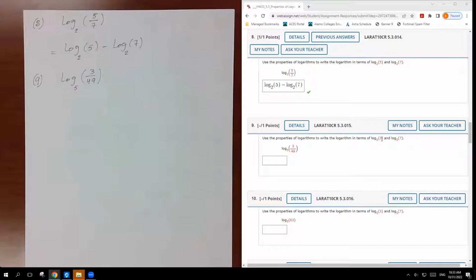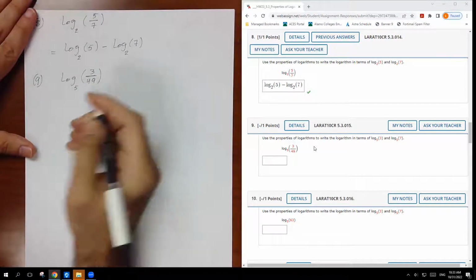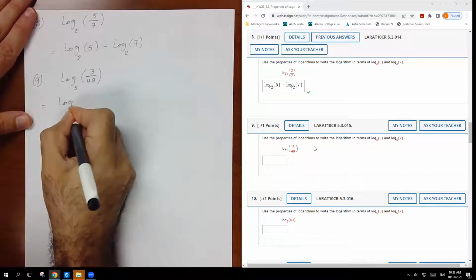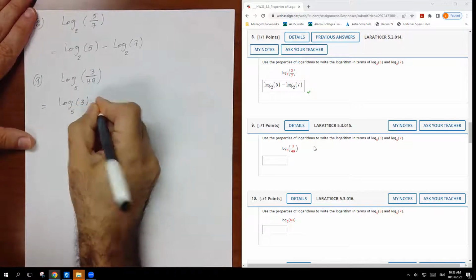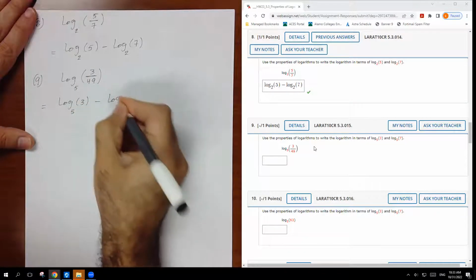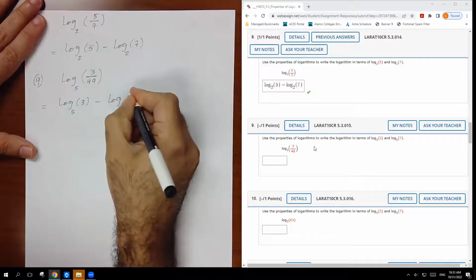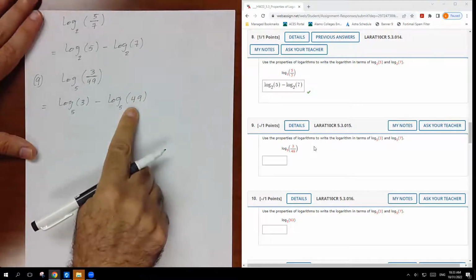log base 5 of 3 and log to the base 5 of 7. So let's check that. First of all, I have a division here, the quotient. I'm going to use the quotient property. So it's going to be log to the base 5 of 3 minus log to the base 5 of 49.